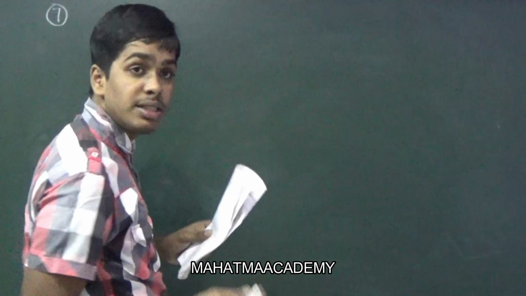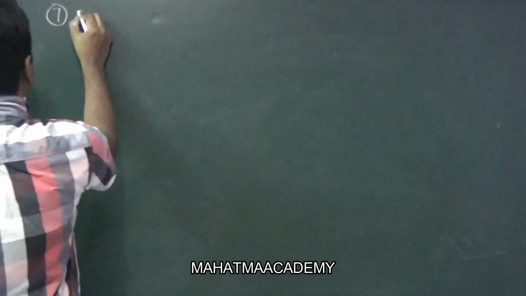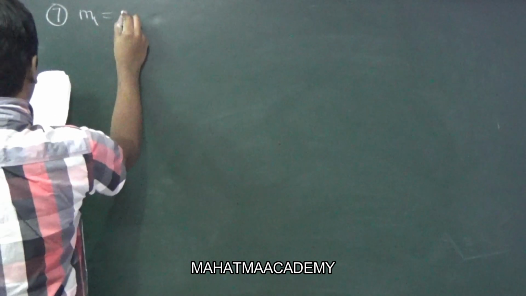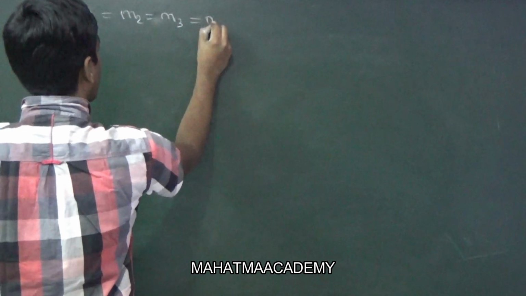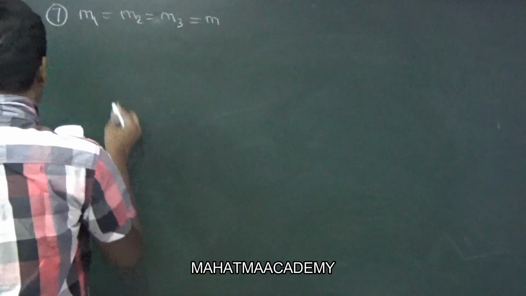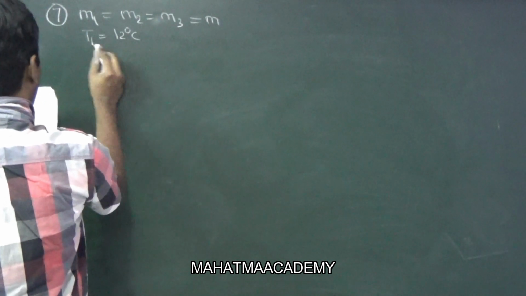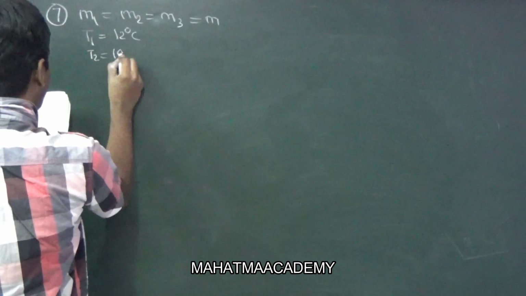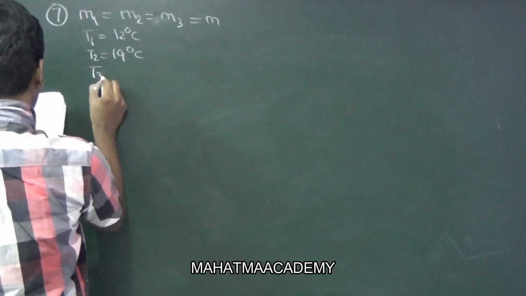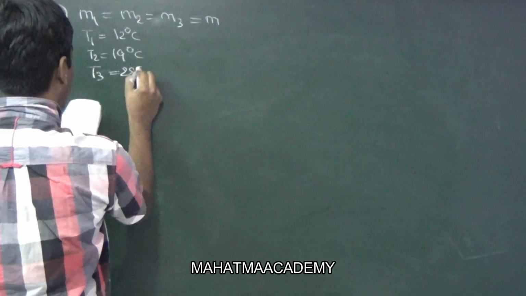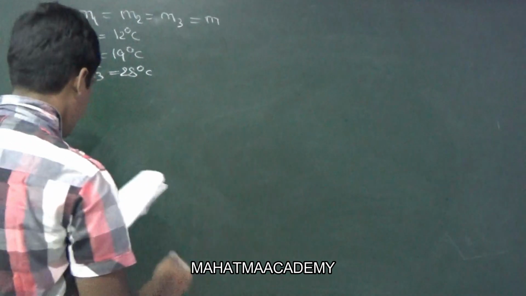Now there are three masses of equal mass. That is m1 = m2 = m3 = m. Now T1 is equal to 12 degrees, T2 is equal to 19 degrees, and T3 is equal to 28 degrees Celsius. There are three. First, this is the first information that is given in the question.